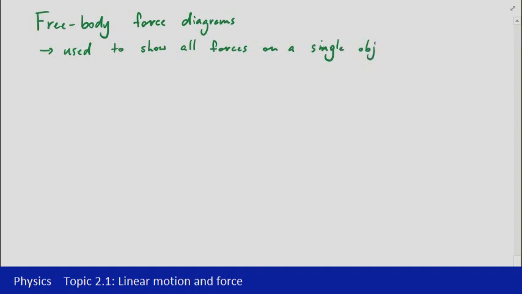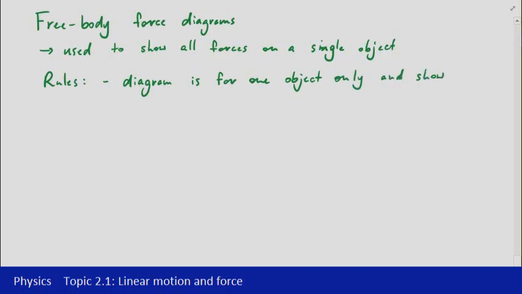There are a few rules about these diagrams, not so much hard and fast rules, but just common ways of representing certain parts or certain aspects of these diagrams. The first is that the diagram is for one object only. So we're not so much concerned about multiple objects in this case. And it shows the forces acting on that object, using arrows.